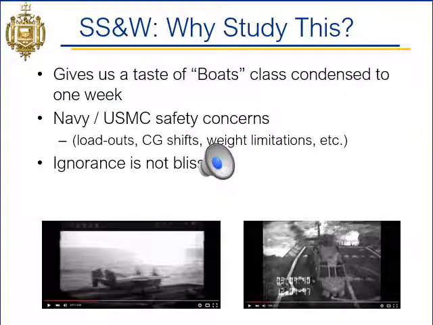Ship stability and weight gives us a taste of the boats class, which lasts a semester, or the naval architecture major, which lasts several years. Why is studying this important? Largely, having some basic knowledge can help alleviate some safety concerns, such as what you're going to see when you watch these two videos below.